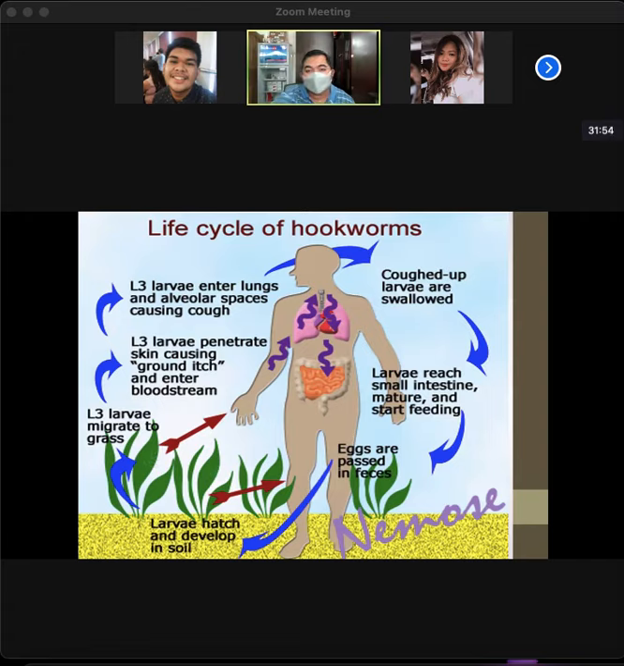This is the life cycle. The larva that hatched in the soil enters the skin, then migrates from one area to another. Sometimes they cause ground itch, then enter the bloodstream and circulation, and sometimes go to the lungs, causing symptoms of coughing. Then once the larvae are swallowed, they go again to the intestines, and the cycle goes on. This is the life cycle of the hookworm.